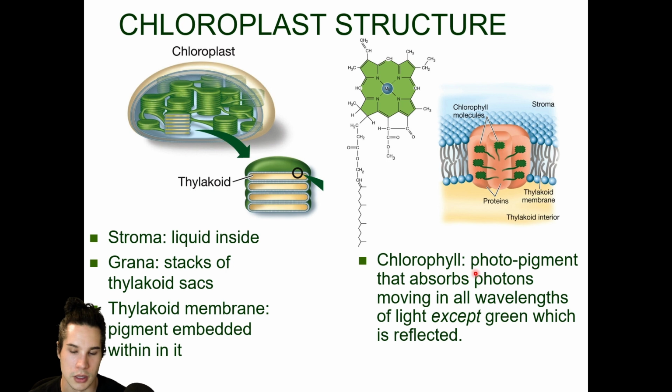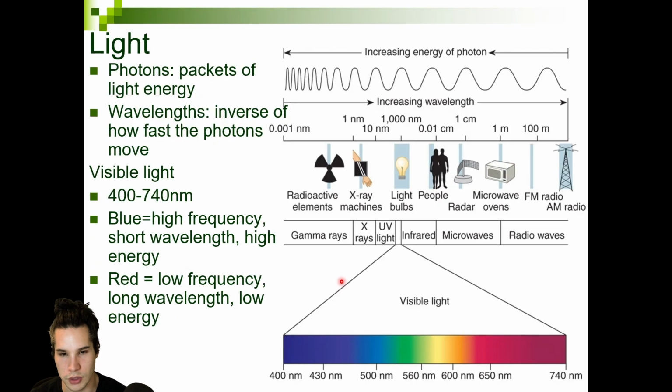Both of those are types of photopigments that are going to absorb photons in all wavelengths of light except for green, which is actually reflected. And that's why we see most plants as green, because what chlorophyll A and B are doing is absorbing all wavelengths of light to use that light energy to fuel the light reaction of photosynthesis, and it's reflecting everything else, which is green. And so we see it as green.